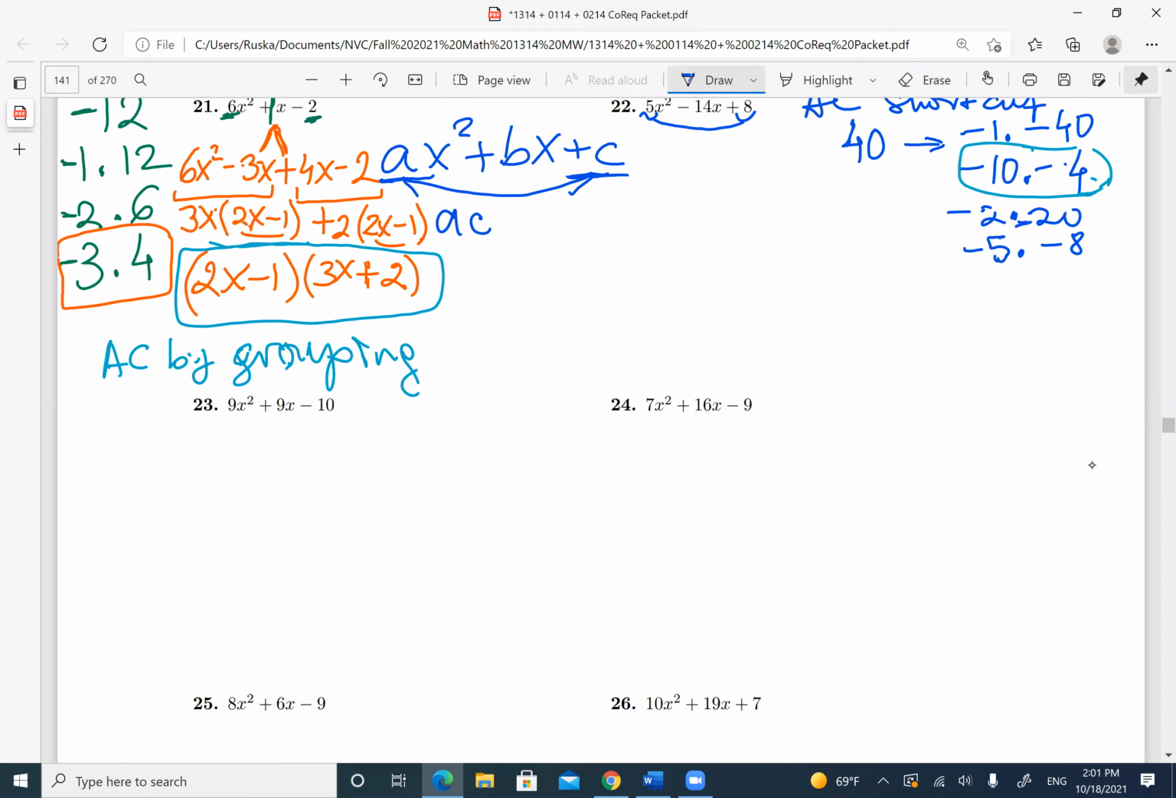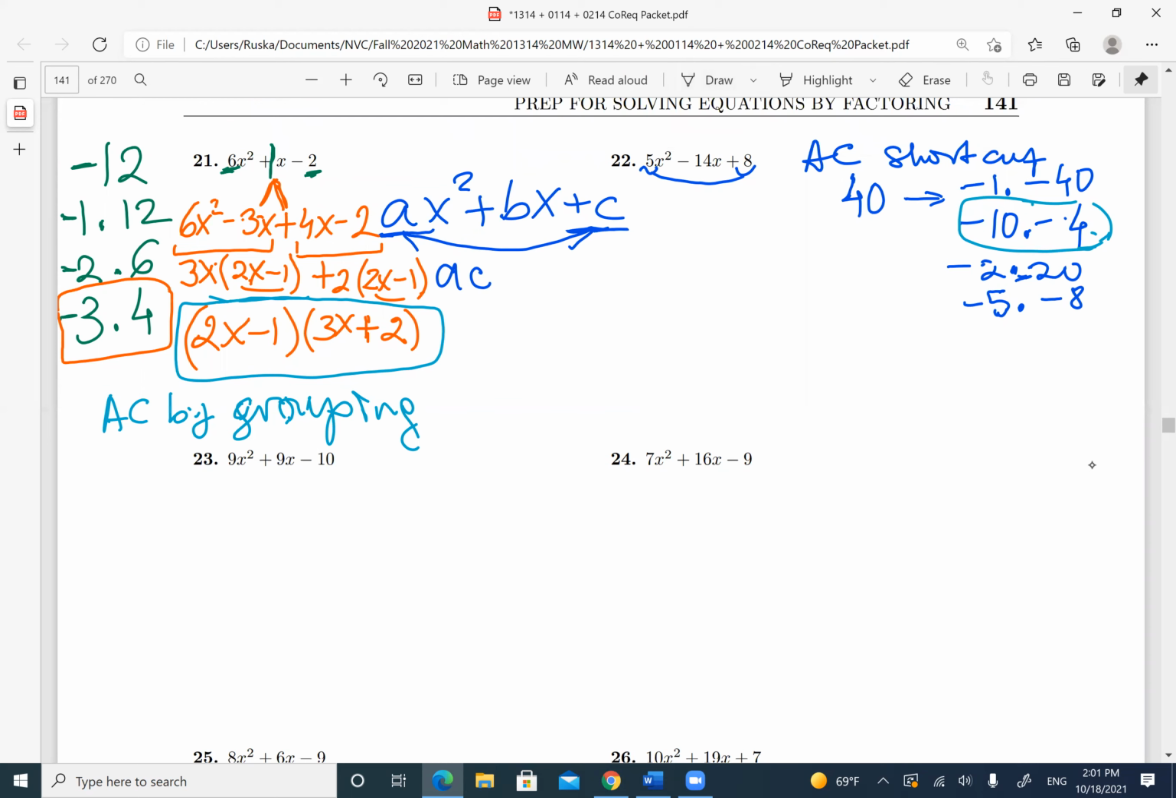Okay, so now obviously -10 and -4 are my magic numbers. What I'm doing with those magic numbers, I'm gonna put X next to them. So the shortcut goes like this: X minus 10 and X minus 4. But now because I multiplied by 5, I need to divide those numbers by 5.